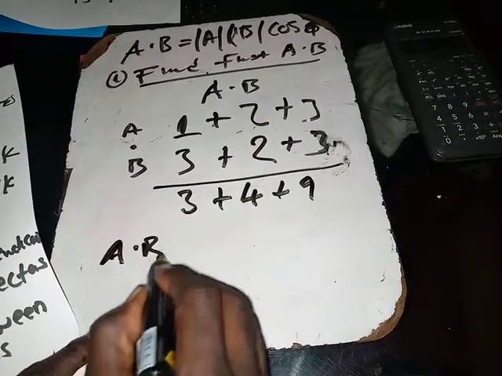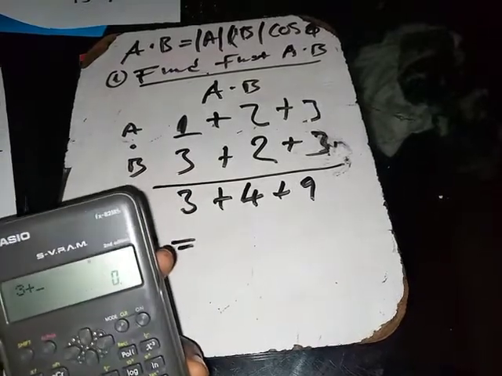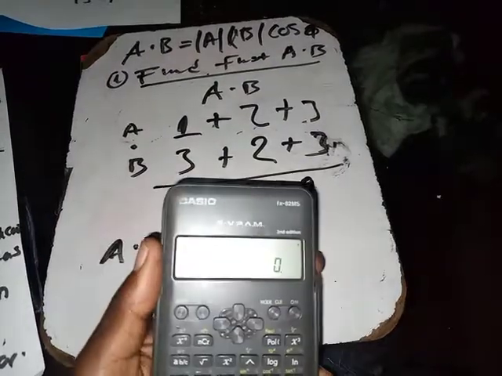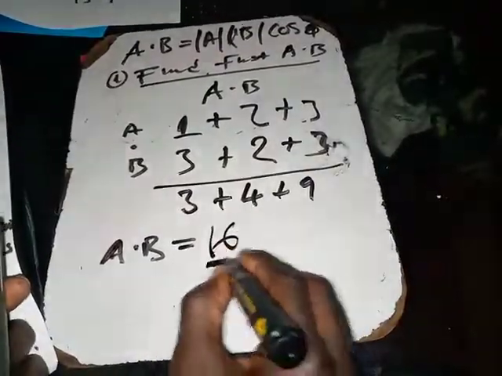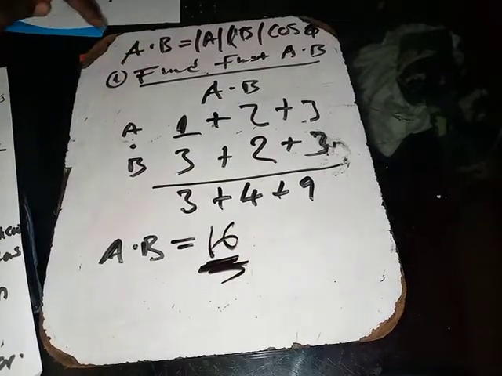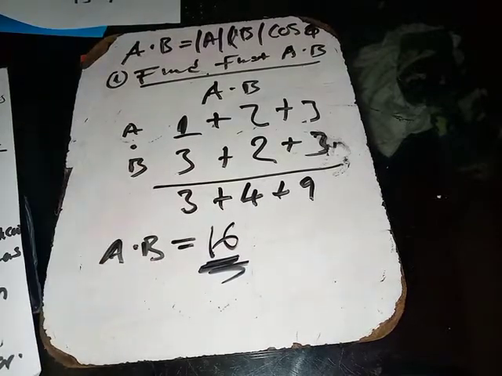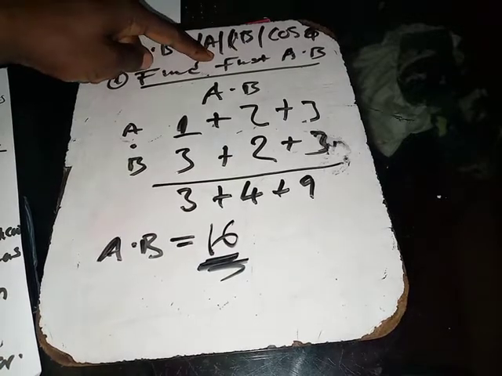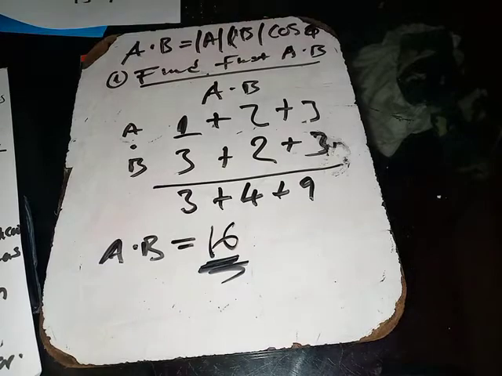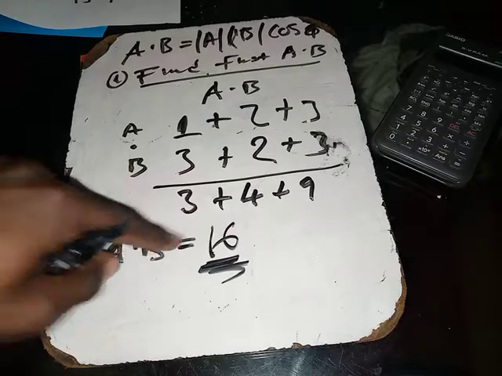So A dot B is equal to, when I get my calculator, just be humble. Even if these are simple calculations, just take the calculator. 3 plus 4 plus 9. What am I having? 16 on my calculator as the answer. So from these we found A dot B, which is 16. You keep it because it will be used later on. Then go to finding the magnitude of A and the magnitude of B, then you plug in. So I'm going to proceed. I've found A dot B as 16.